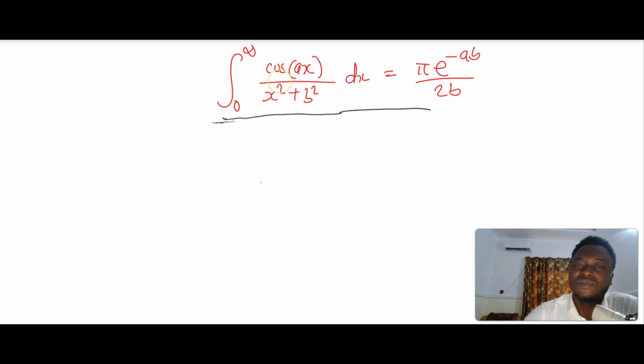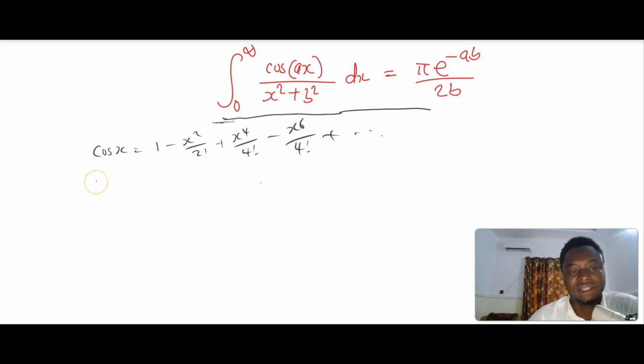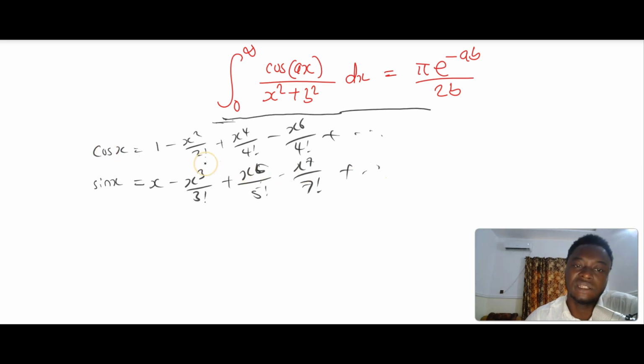And to do that, we're going to use the fact that the series for cosine of x is 1 minus x squared over 2 factorial plus x to the 4th over 4 factorial minus x to the 6th over 6 factorial, and so on. Because again, the series for sine of x contains only odd terms, so you have x minus x cubed over 3 factorial, plus x to the 5th over 5 factorial, minus x to the 7th over 7 factorial, and so on. So the series for cosine contains the even denominators, and for sine you have the odd denominators.